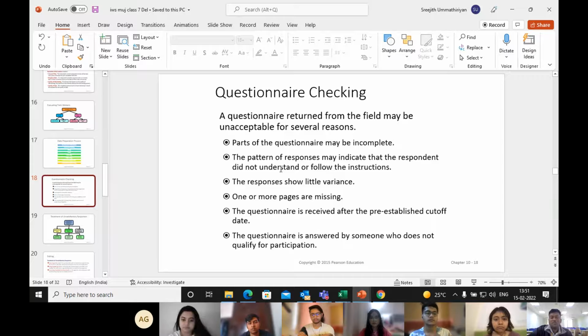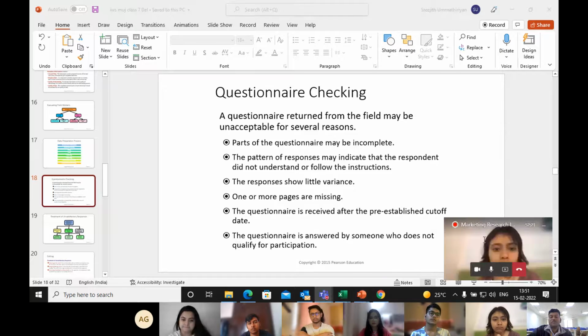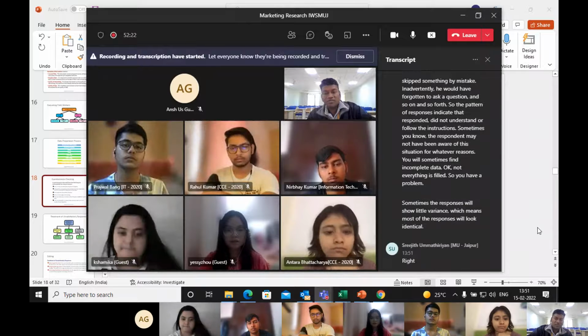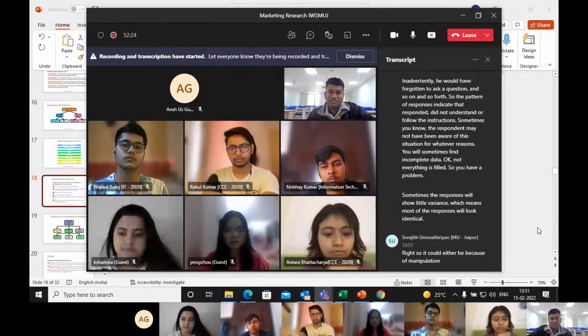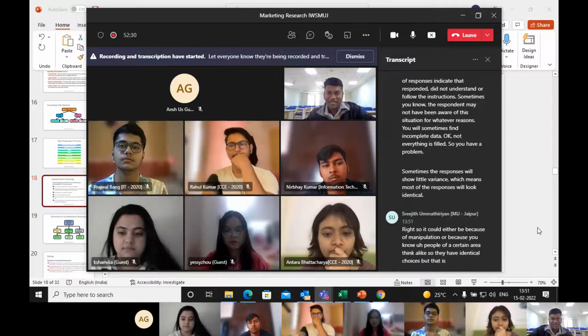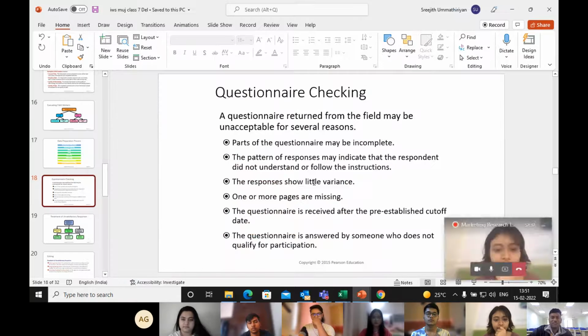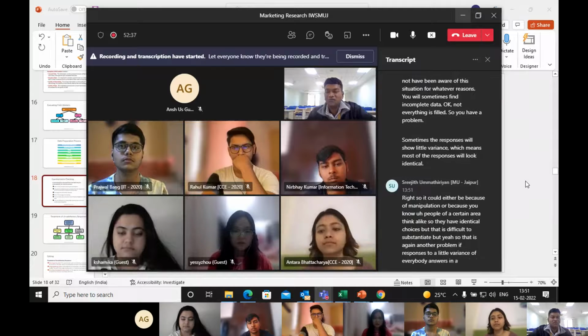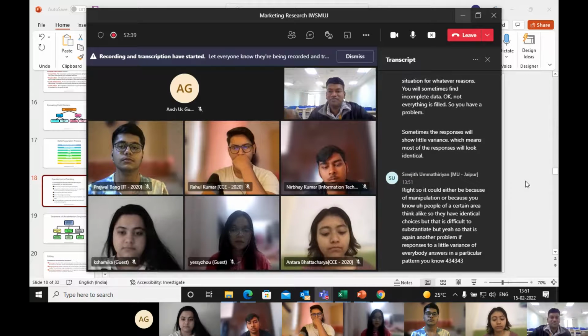Sometimes the responses will show little variance, which means most of the responses will look identical. It could be because of manipulation, or because people of a certain area think alike and have identical choices, but that is difficult to substantiate. Still, that is another problem. If everybody answers in a particular pattern, 4, 3, 4, 3, 4, 3, 4, then there is a problem.